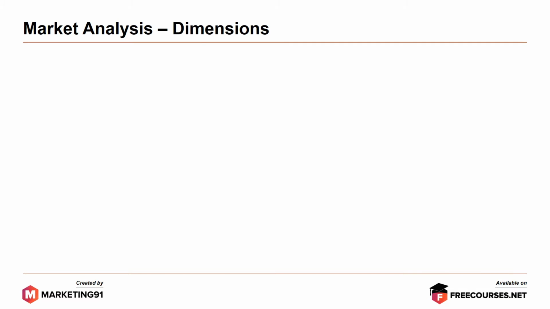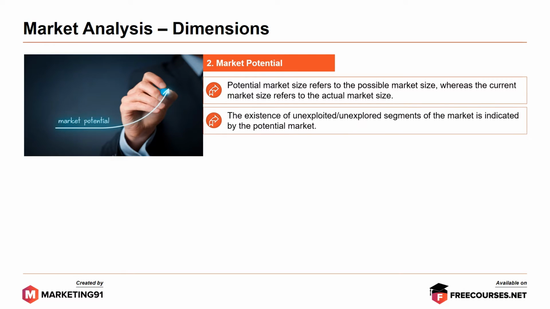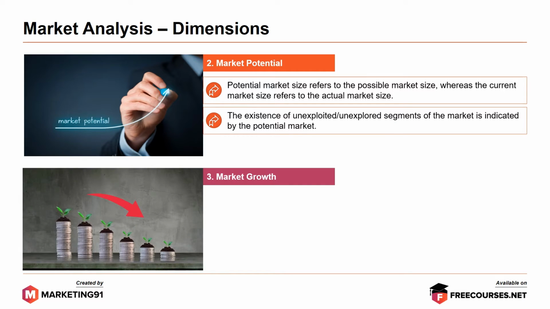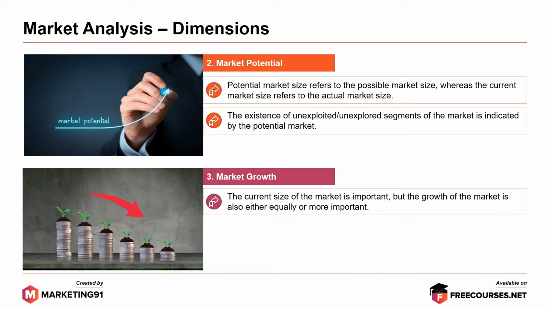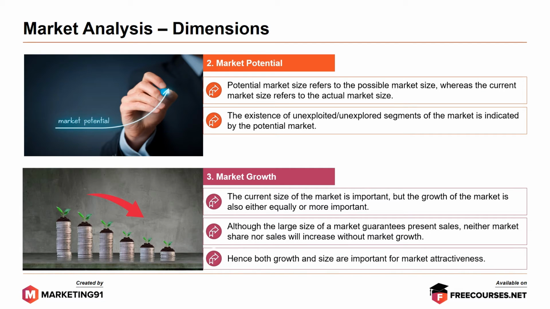Next, market potential. Potential market size refers to the possible market size, whereas the current market size refers to the actual market size. The existence of unexplored segments of the market is indicated by the potential market. Third, market growth. The current size of the market is important, but the growth of a market is also either equally or more important. Although the last size of the market guarantees present sales, neither market share nor sales will increase without market growth. Hence, both market growth and market size are important for market attractiveness.